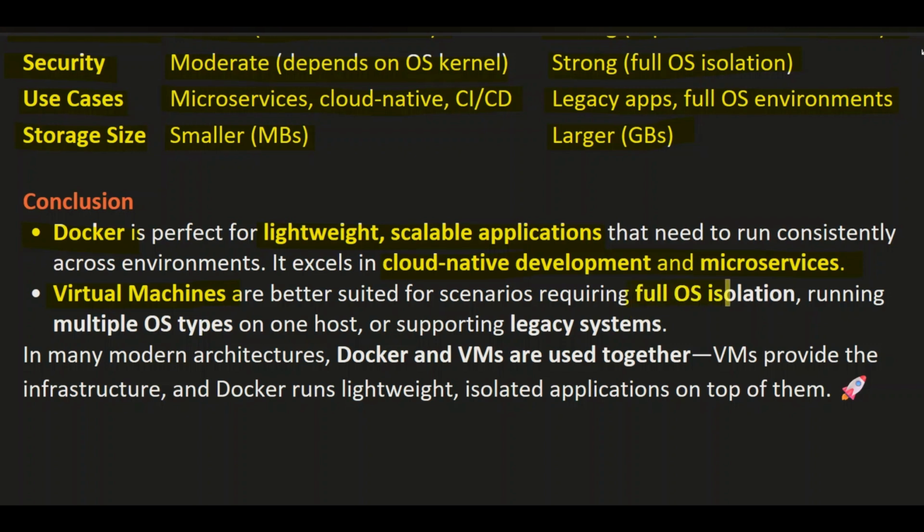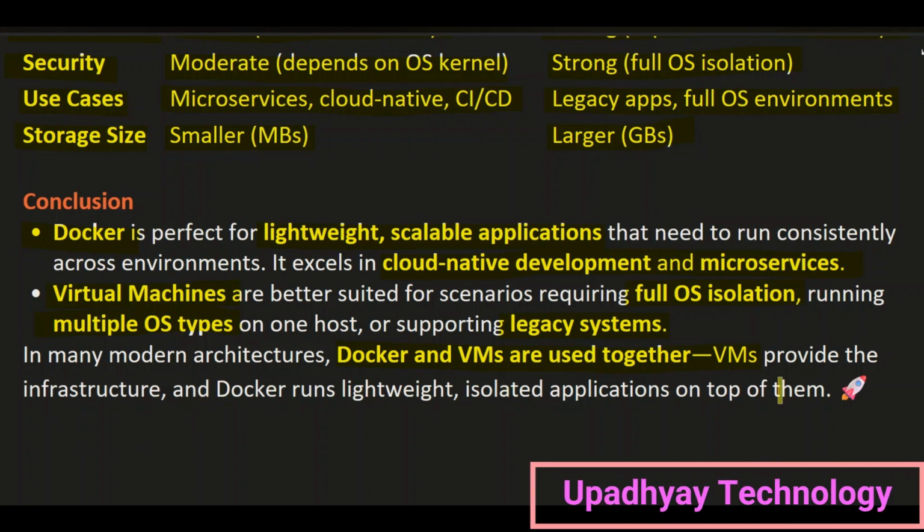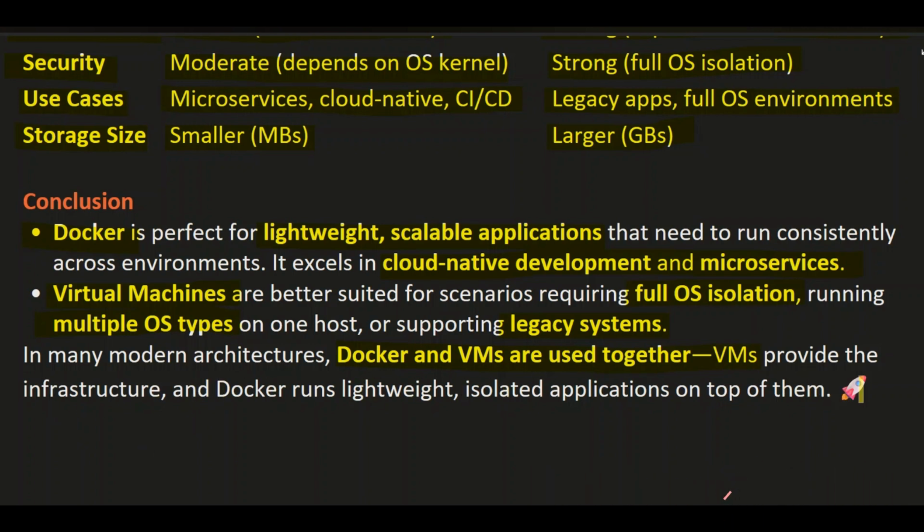Virtual machines are better suited for scenarios requiring full OS isolation, running multiple OS types on one host, or supporting legacy systems. In many modern architectures, Docker and VMs are used together. VMs provide the infrastructure, and Docker runs lightweight, isolated applications on top of them.